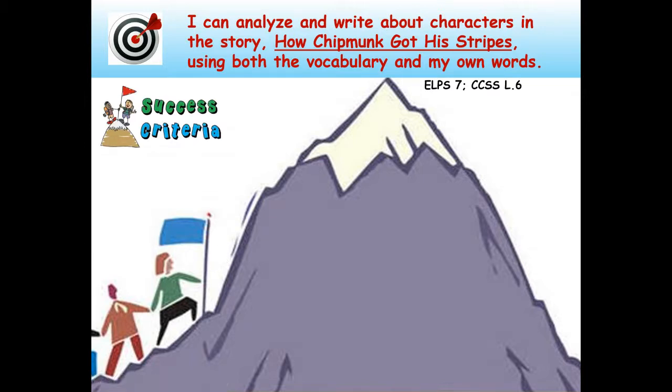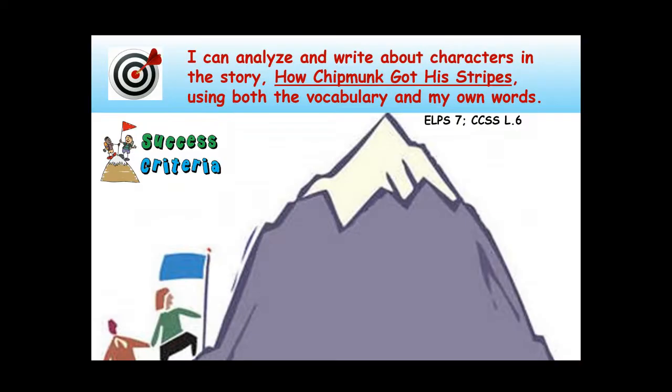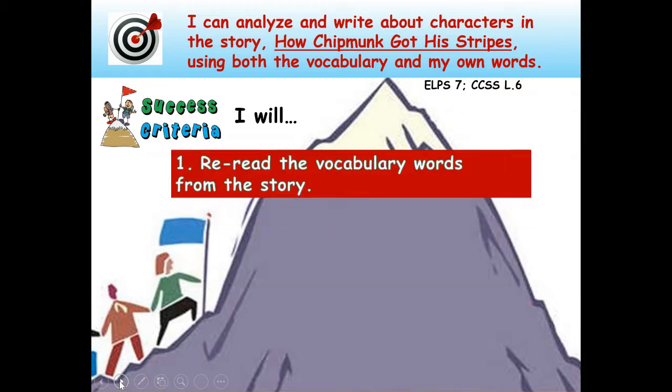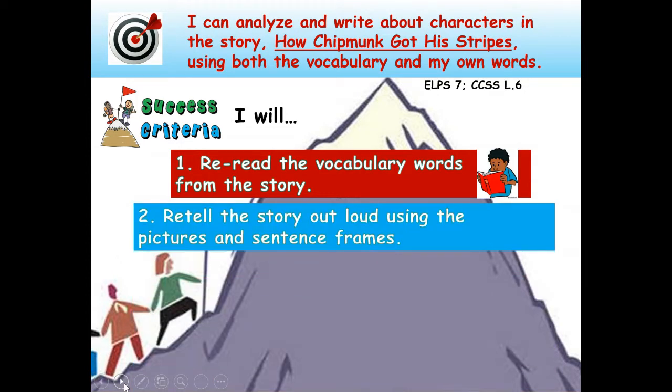Success criteria. That means how will you know you're successful at analyzing and writing about the two main characters? Well, here are our steps to success. We're going to do it one step at a time. I will, number one, reread the vocabulary words from the story, because you may use some of those vocabulary words in your writing about the characters. Number two, you're going to retell the story out loud using the pictures and sentence frames, using words like first, then, next, and last.